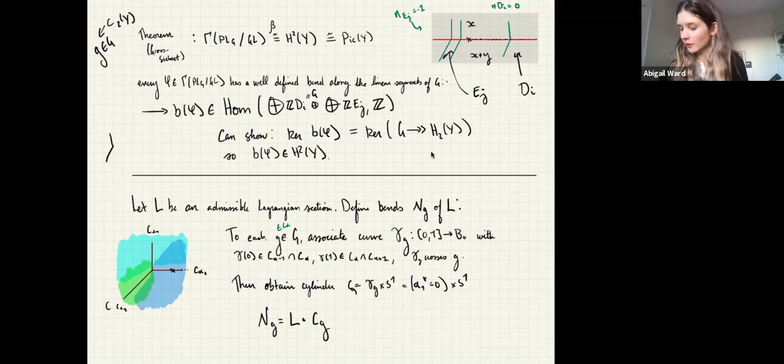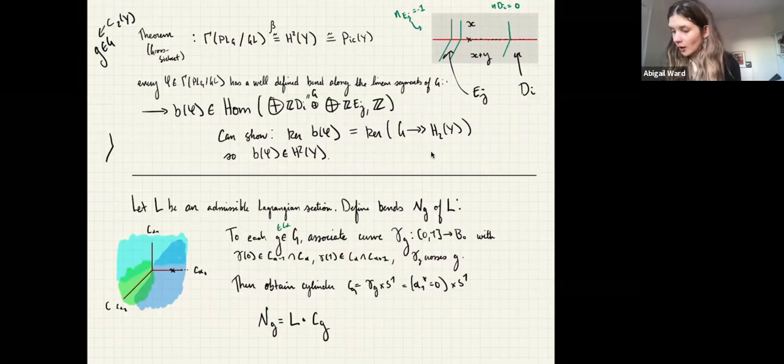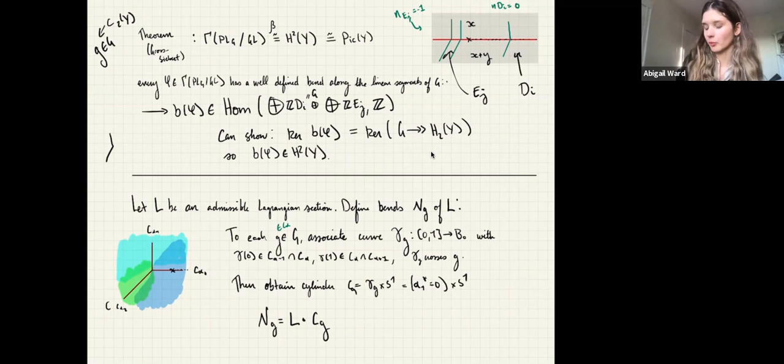Okay, now we're going to repeat that whole process on the Lagrangian side. So if I have an admissible Lagrangian section, I can also define the bins of L. How I do this is I keep the same graph G. So in this case, it would be this thing. This would just be the space you get with singularities of blowing up one point on P2 again.